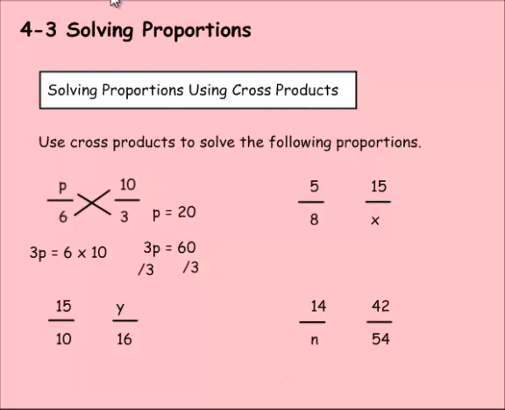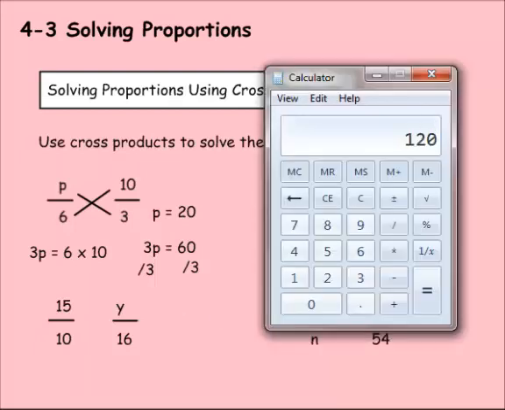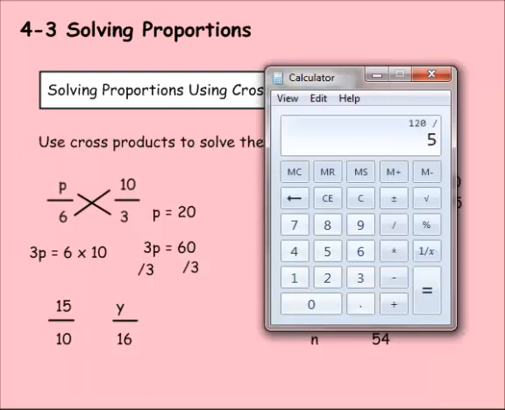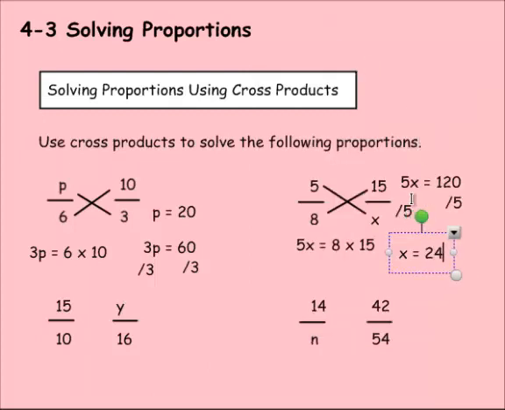Same thing over here. I can do cross products again. 8 times 15 equals 5 times x. So if I write that out, it would be 5x equals 8 times 15. 8 times 15 would be 120. So 5x equals 120. Divide both sides by 5. Then x would equal 120 divided by 5, and that would be 24. So 5 over 8 would be proportional to 15 over 24, just as 20 over 6 would be proportional to 10 over 3. Let's do it for a couple more then.